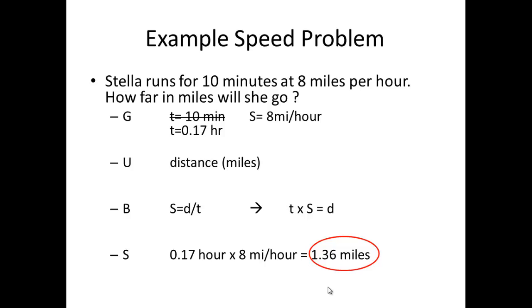What I want you to notice from this problem is that not all speed problems are looking for speed as the unknown. Occasionally we will have questions where we are given speed and another variable and asked to find the third variable in that speed equation. So you need to be able to manipulate the equation like we did here using algebra in order to find the variable that the question is asking for.